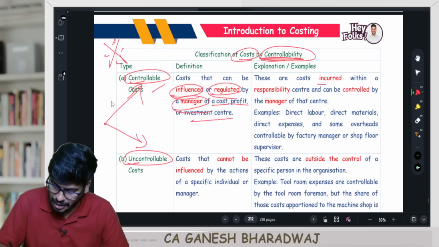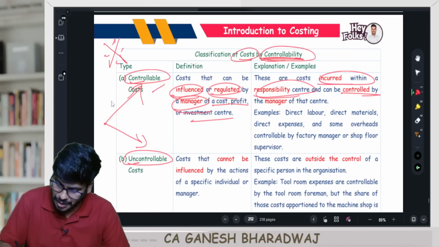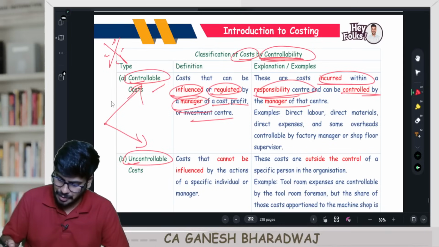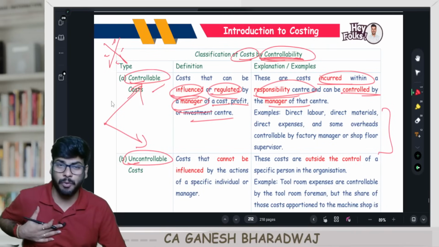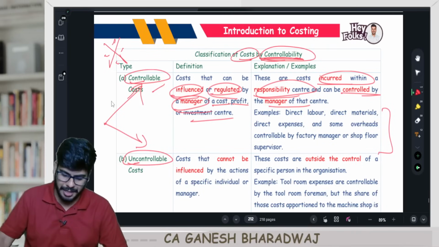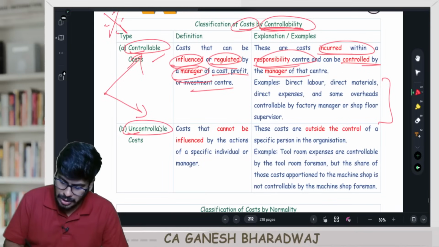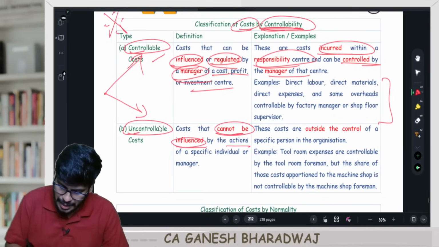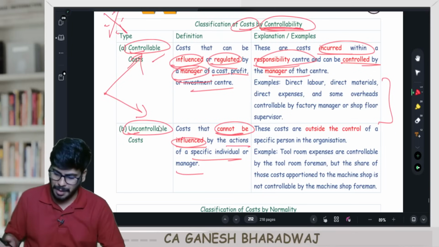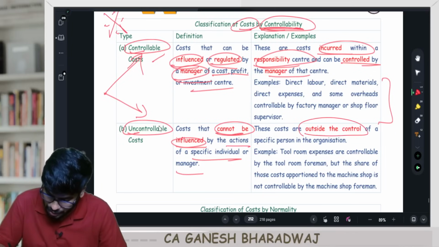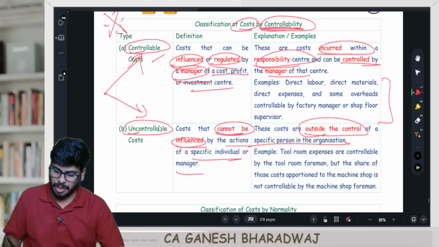These are costs incurred within the responsibility center and can be controlled by the manager, right? They have given all these things, direct labor, material costs, provided what it is within the control of the management, right? Now, uncontrollable costs cannot be influenced by the actions of the specific individuals or manager. These costs are outside the control of the specific person of the organization, right?